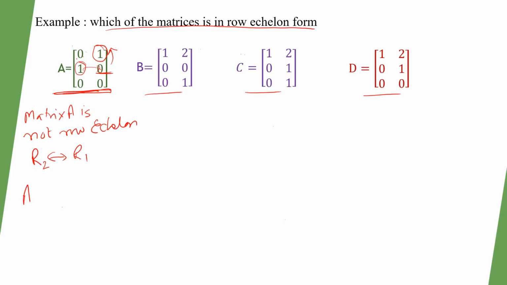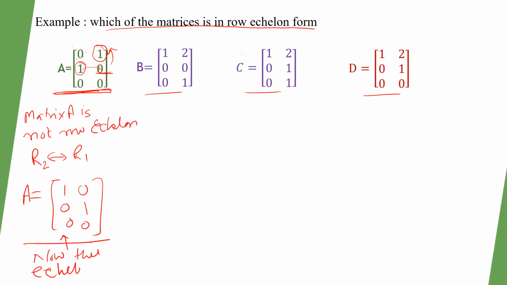So the matrix becomes 1 0 0 1 0 0. Now this is the echelon form of the matrix. Okay, now come to the second matrix.